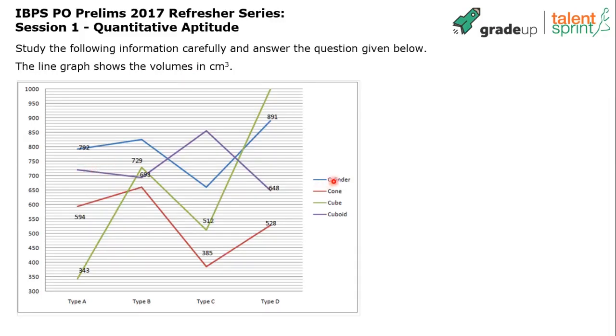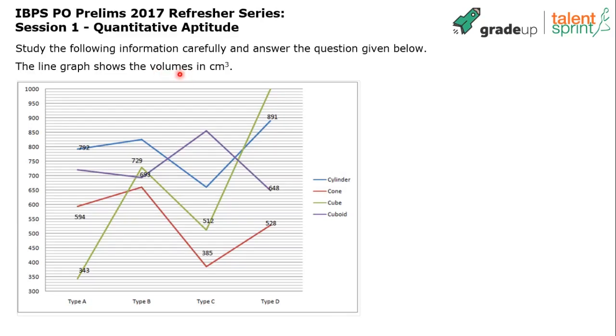Now what do these represent? I think the details have been given here, right? The blue line is for cylinder, the red one is for cone, the green one here is for cube, and the one that is in purple is for cuboid, right? Now, so clearly the question is going to be on mensuration. I mean, this data interpretation, like you all can understand now, is on mensuration, because we have talked about different 3D objects here, right? Cylinder, cone, cube, cuboid, and then it also talks about volume as the key point here.